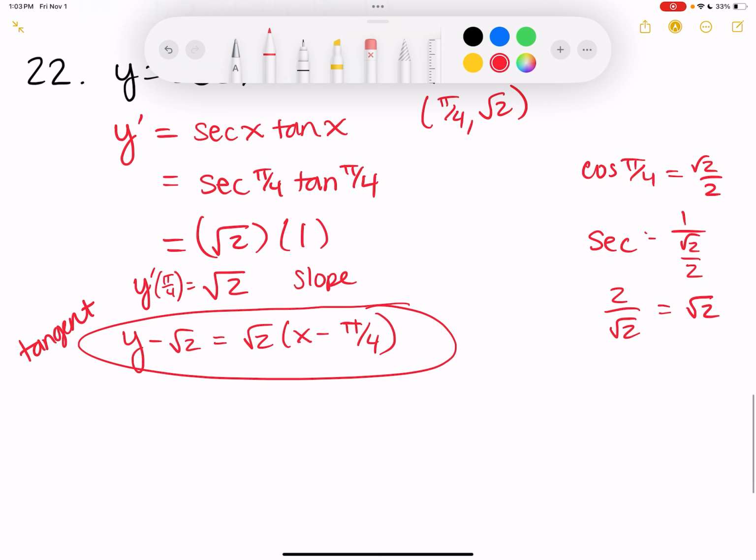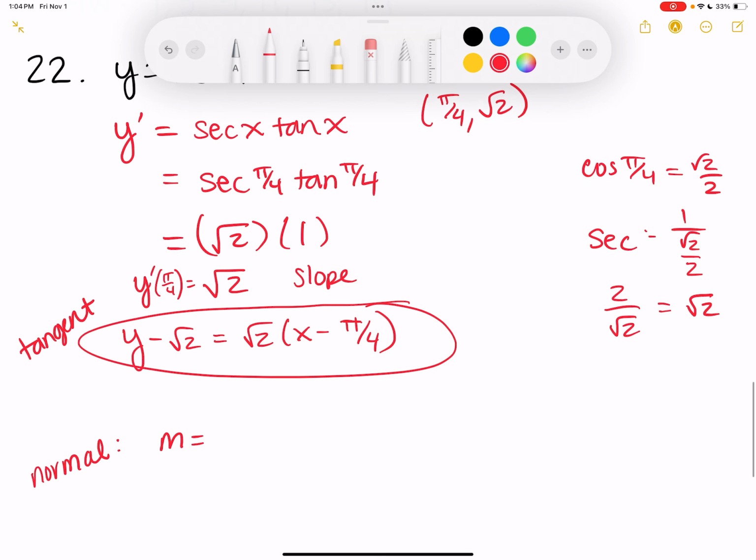All right, so the normal, what would my slope be for the normal? I got this, Josh. Don't say it. Hold on, thinking. Would it be 2 or negative 2 root 2? Wait. Just negative root 2? Wait. So it would be 1 over root 2, right?